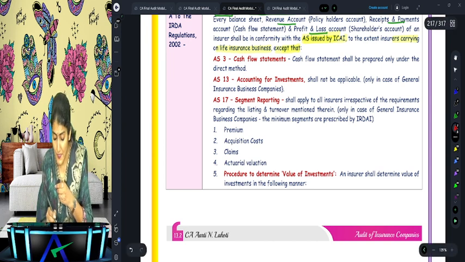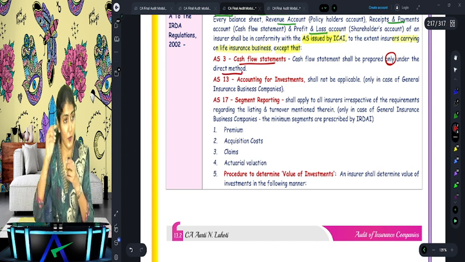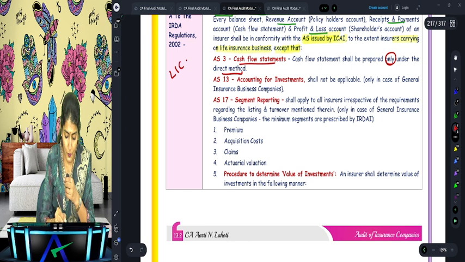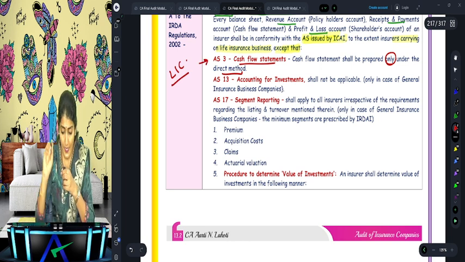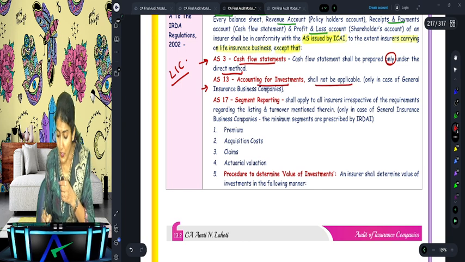That cash flow statement will be prepared only under the direct method. There are two methods, direct and indirect method. So it says for a life insurance company, you need to prepare the cash flow only under the direct method. Second, what does it say? AS 13, accounting for investments, will not be applicable.